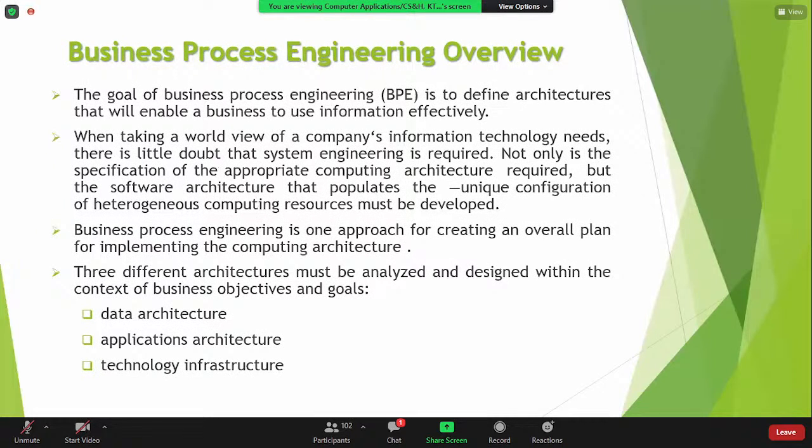Next overview, what we are going to see is business process engineering, the BPE overview. The goal of business process engineering is to define architectures that will enable the business to use information effectively. In an enhanced way, this is business system engineering. Next is business process engineering, that is architectures that use information in a productive way.